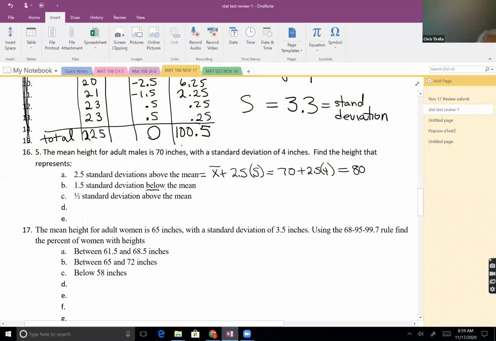Next one, because we want below the mean, we're going to subtract from the mean 1.5 times the standard deviation. And I think that's 70 minus 6, which would be 64. The last one wants half of a standard deviation above the mean. So above, we're adding to the mean half of our standard deviation, which would give us 72.